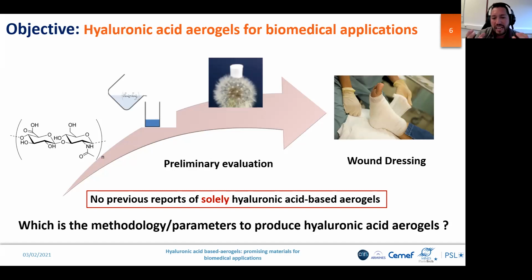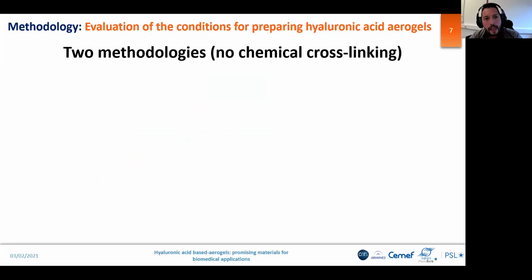So after this introduction, the idea of the project was to make a preliminary evaluation of the possibility of producing hyaluronic acid aerogel. We will focus on trying to find a methodology and the parameters to produce aerogels based only on hyaluronic acid. This is important because there are no previous reports of using only hyaluronic acid to produce aerogels.